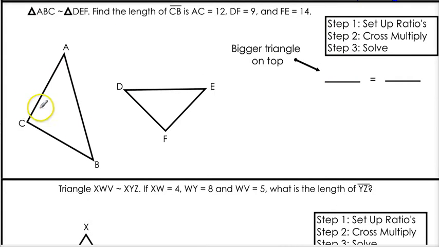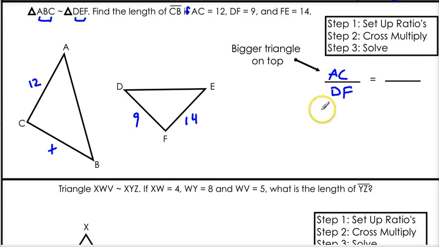I know that triangle ABC is similar to triangle DEF. Find the length of CB, so I'm going to put an X there because that's what I'm looking for. If AC is 12, let's put that there, DF is 9, and FE is 14. Now, first thing we do, let's find out which sides are proportional. Well, I know that AC, that's my last two, is going to be proportional to DF.